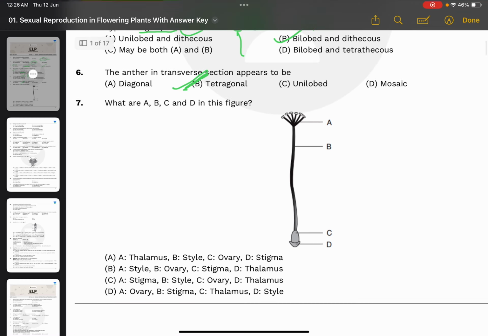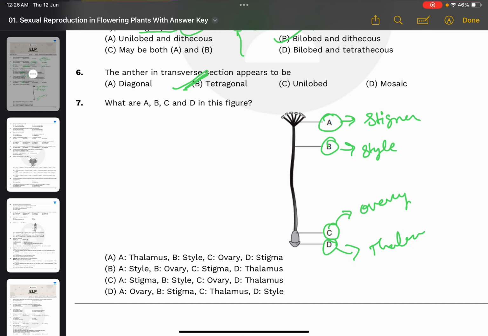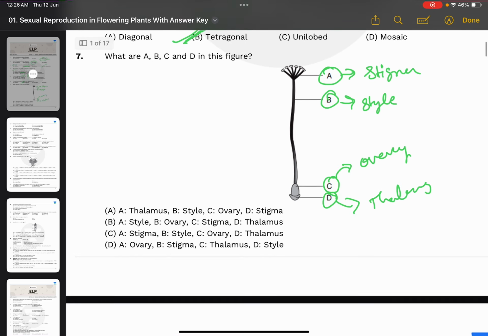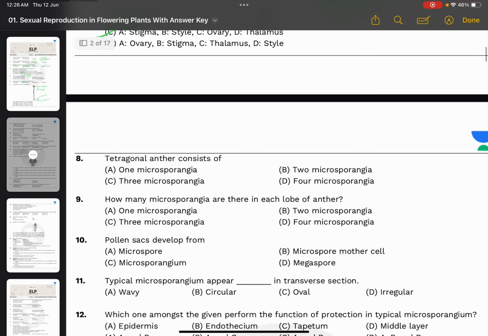What are A, B, C and D in this figure? So this is A, and this you can say is the style. Stigma, they are the receptive structures. Now this is the style, and this is the ovary, and here it is the thalamus. So you can see stigma, style, ovary, thalamus. C option is the correct one.